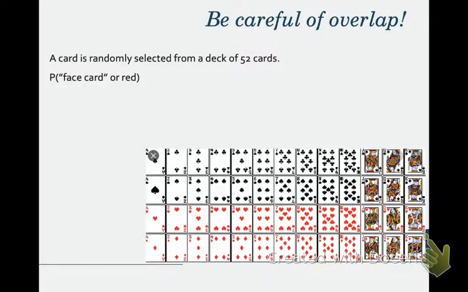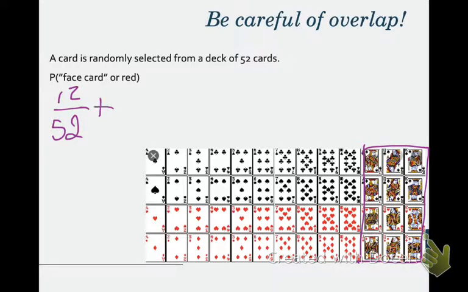So a card is randomly selected from a deck of 52 cards. So here is a deck of cards. All right, we're not including jokers. So what's the probability of getting a face card or red? So we're going to start with the first one, and the first one will always be the actual probability of that. So if I look here, my face cards are right here. Okay, Jack, Queen, King, Jack, Queen, King, Jack, Queen, King, Jack, Queen, King. So there are 12 face cards. And there are 52 total cards.